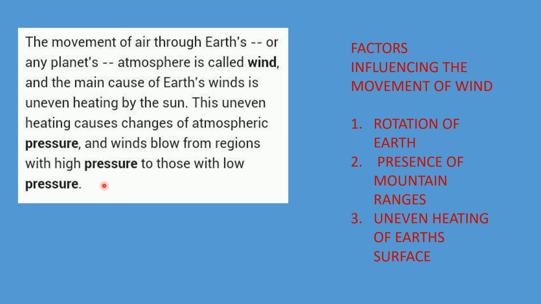So now, not only is it the uneven heating of the earth, but there are also two other important factors which influence the movement of wind. One, the rotation of the earth, and as well, the presence of mountain ranges, because the mountains are going to block the movement of winds. It is because of this factor only, children, that India is protected from the very chilled Siberian winds coming from Russia, due to the presence of the huge Himalayan mountains. So we should be thankful.